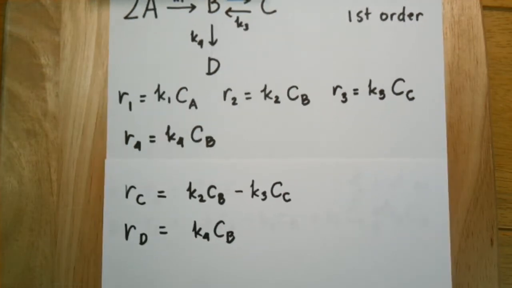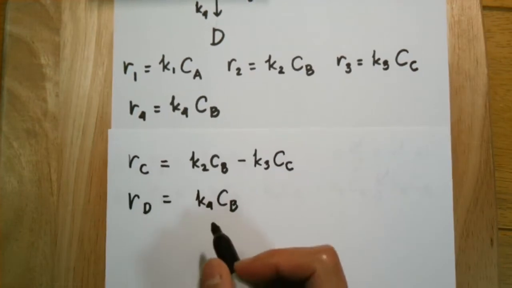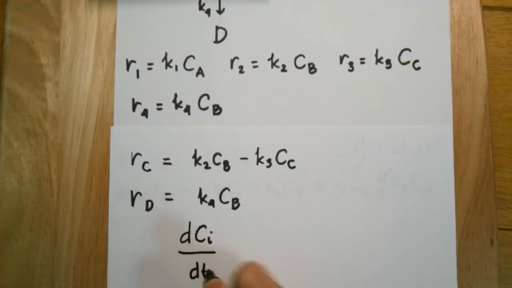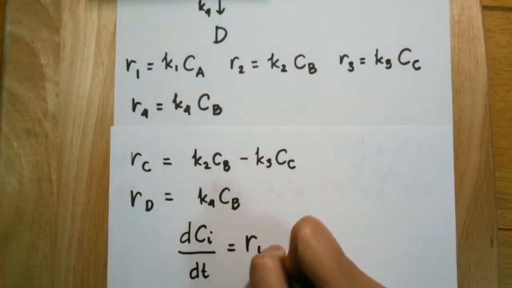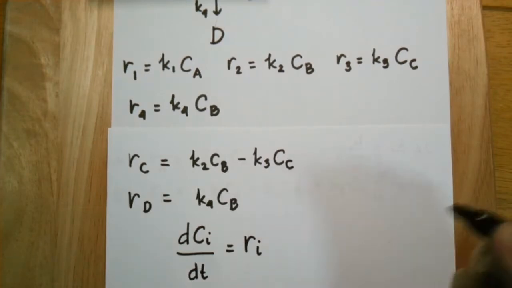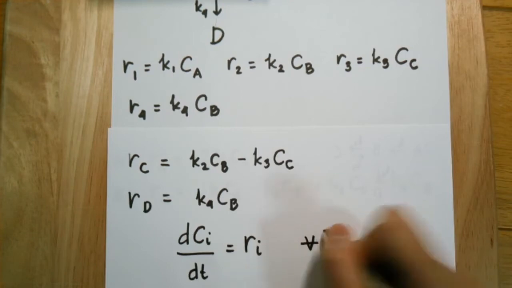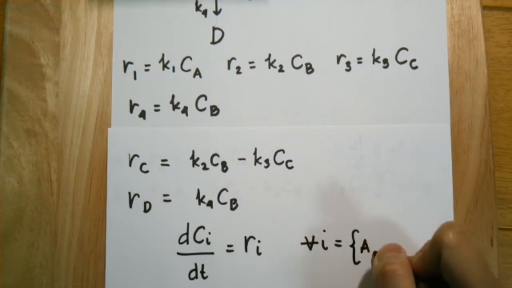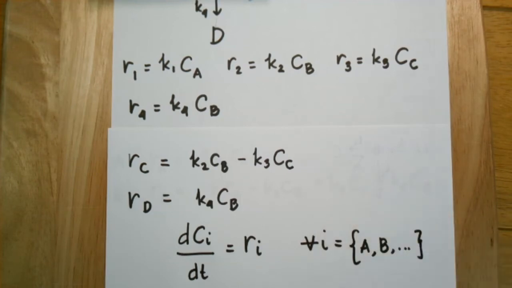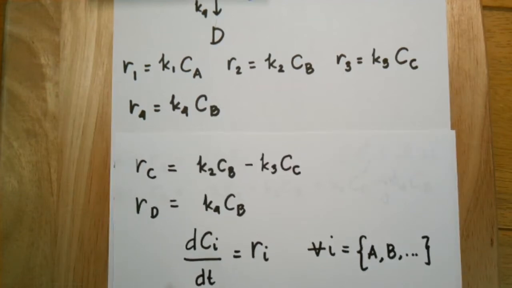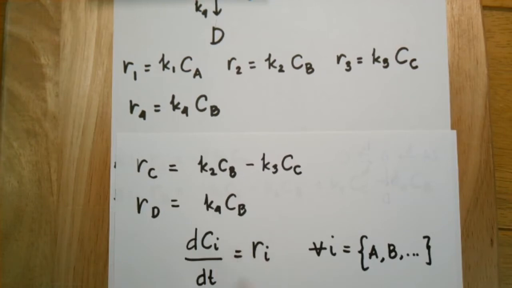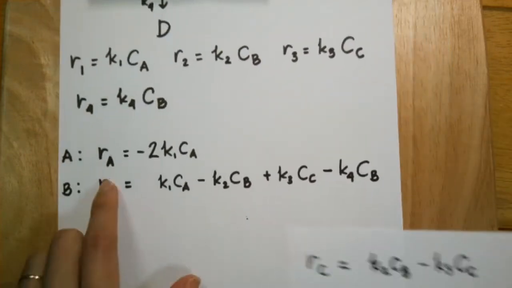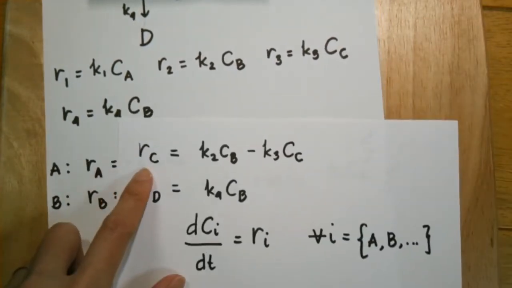From the mass balance for a batch reactor, we know that the change of concentration of a component i with respect to time is just equal to the rate of generation of that component. You can write this for all i in the set containing the elements A, B, and so on. This is our model, and you will just have to expand it and substitute the rates of generation. So write it for each component, A, B, C, and D. We have the rates here: the rates of generation of A, B, C, and D.